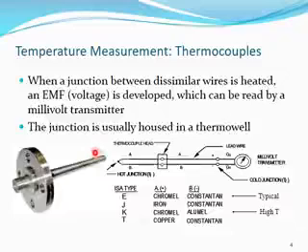Temperature measurement, thermocouples. The thermocouple is the one we see here. It consists of 2 dissimilar wires, A and B. When we heat these 2 dissimilar wires, they generate an electromotive force, a voltage, in millivolts, of course. This millivolt signal then goes to the measuring device, and according to the value of this voltage, it shows the temperature. The higher the value, the more heat, the more the gauge shows.